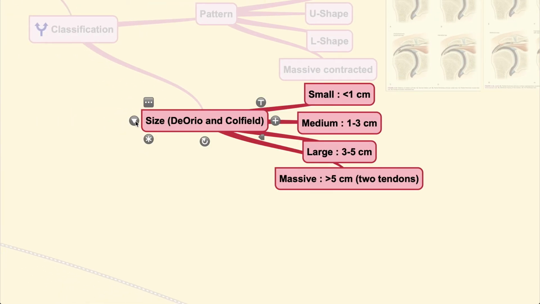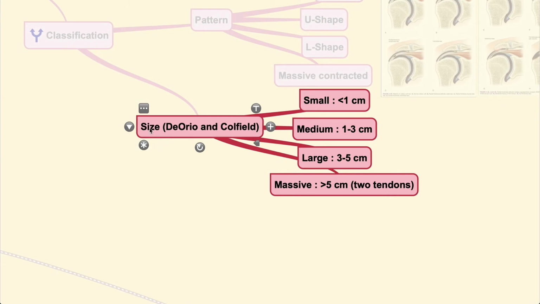One of the other classification schemes that is proposed by DeOrio and Cofield classifies them based on the size of the lesion. They classify it into a small lesion, a medium lesion, a large lesion, or a massive lesion, which has retraction of over 5 cm or involving 2 tendons.